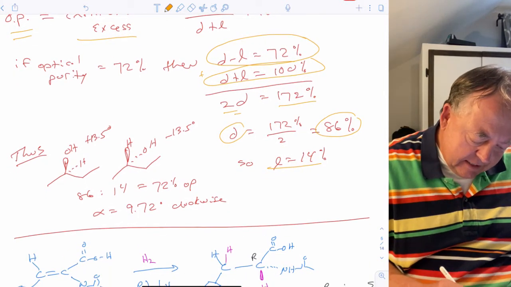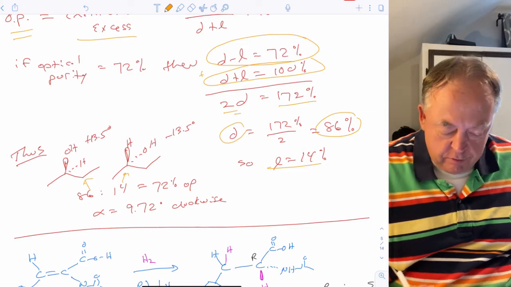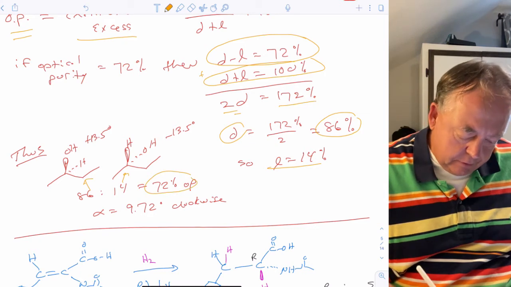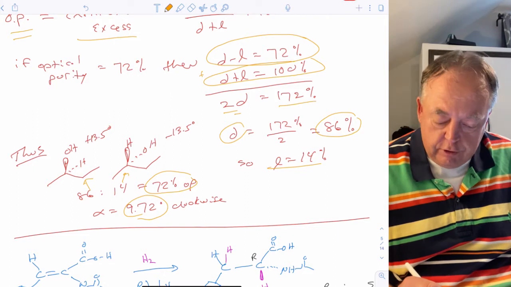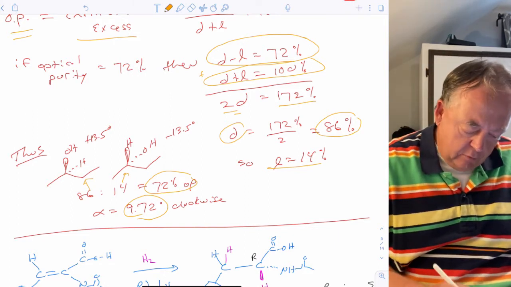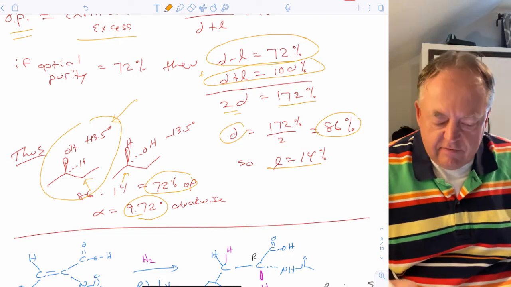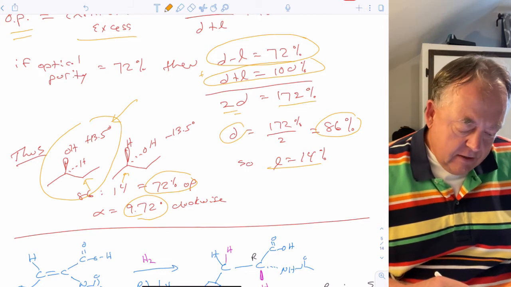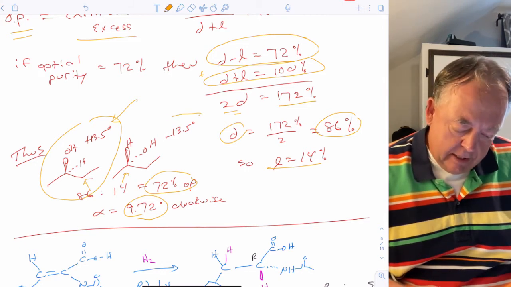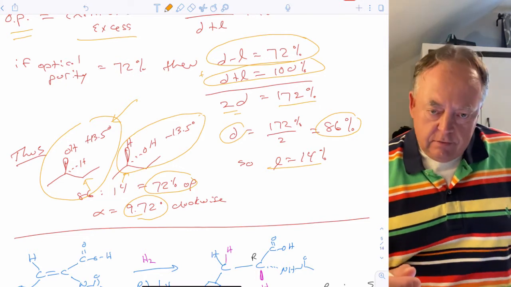So if you had an 86% D, 14% L mixture of 2-butanol, its optical purity is 72%, it would rotate light by 9.72 degrees clockwise. And of course, since there's more of this isomer, that rotation should be positive and not negative, right? If it was opposite, if it was 86% of the other isomer, then it would be a negative 9.72 degrees optical rotation.